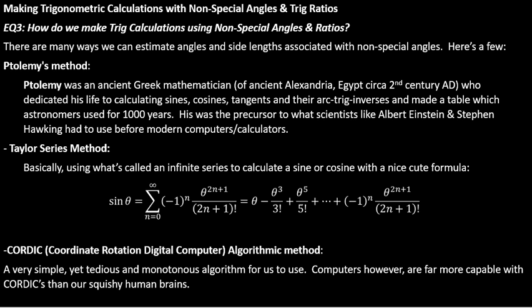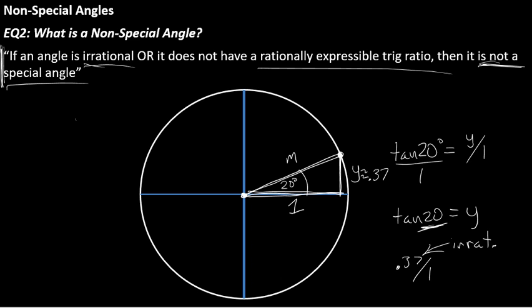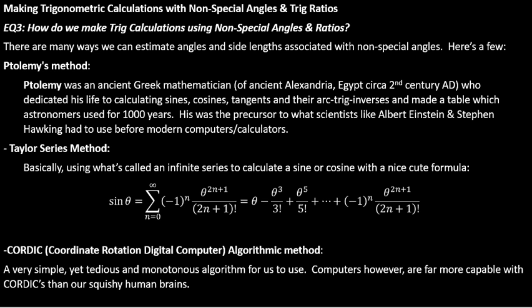So how do we make trigonometric calculations with non-special angles and trig ratios? Kind of like what I was able to do here, right? The tangent of 20 degrees ended up being approximately 0.37. How did I do that? Well, there's a number of ways to do it.